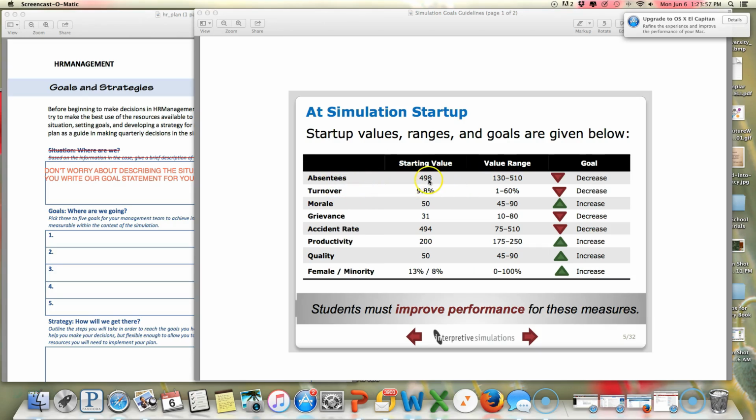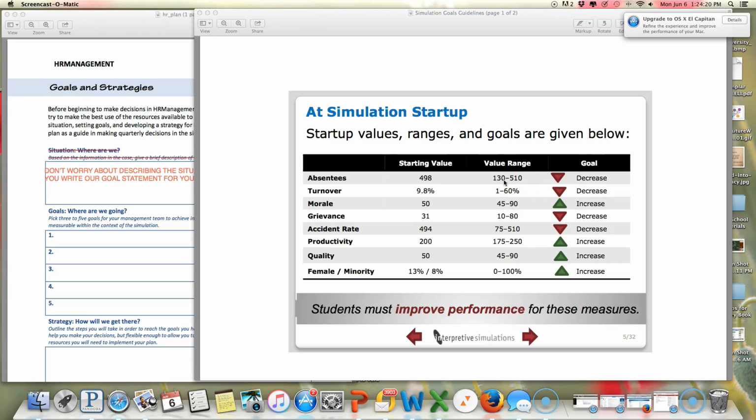So the simulation has a number of starting values in terms of factors that we need to affect. For example, absenteeism is at 498 per quarter, the number of absent days for employees. It ranges in the simulation anywhere from 130 to 510, and your goal is to get it to decrease from 498 as close to 130 as possible.